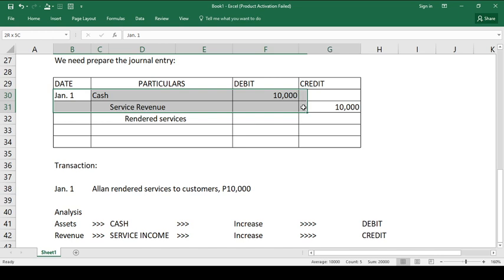Yan na po yung journal entry natin. There is an equal of debit and credit. So, naiintindihan po ba how to prepare journal entries? Guys, hopefully naiintindihan po natin how to prepare journal entries. Later, or next time, we will proceed to additional topics on accounting for non-accountants.